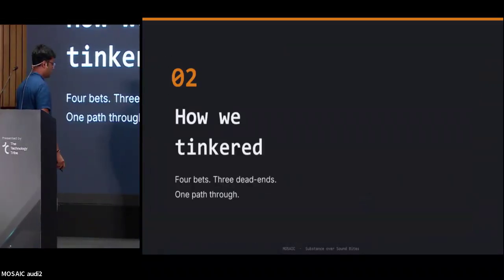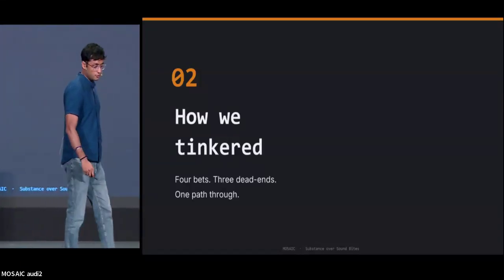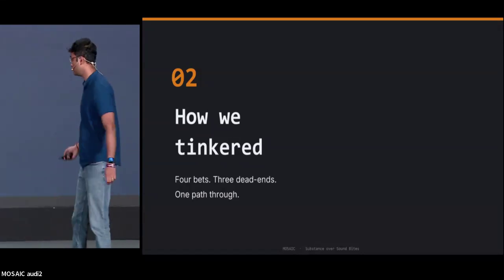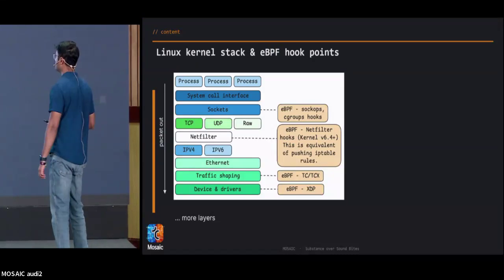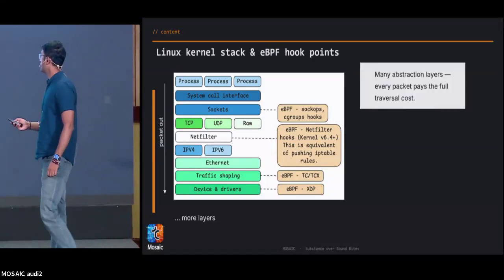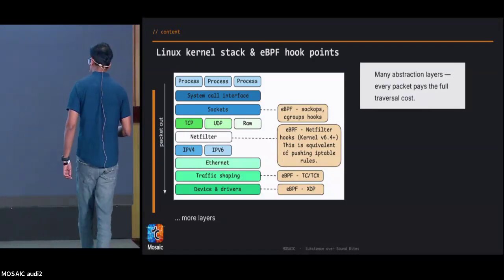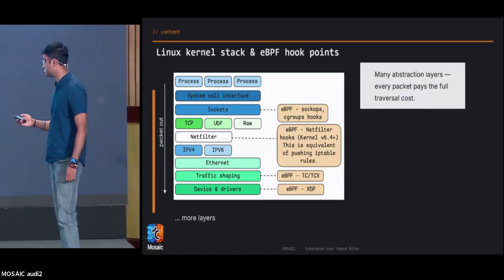So how did we think about using eBPF in our system? Here we tried four approaches. One of them worked. This is a very high-level overview of the Linux kernel stack. You have processes and all the different layers. These are the abstraction layers, and every packet has to go through each of them.